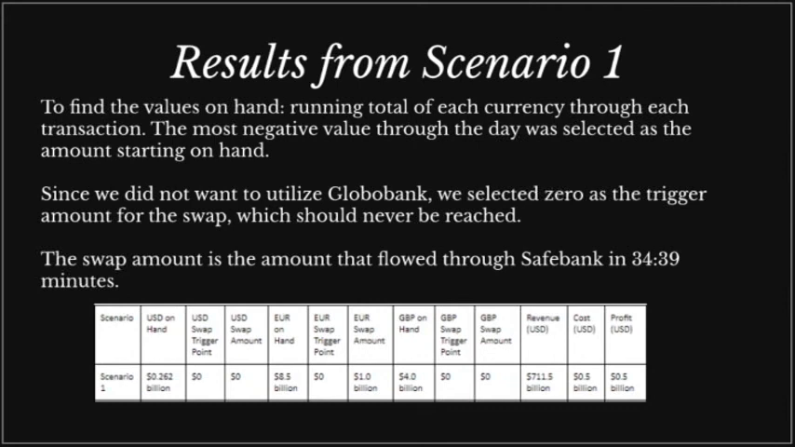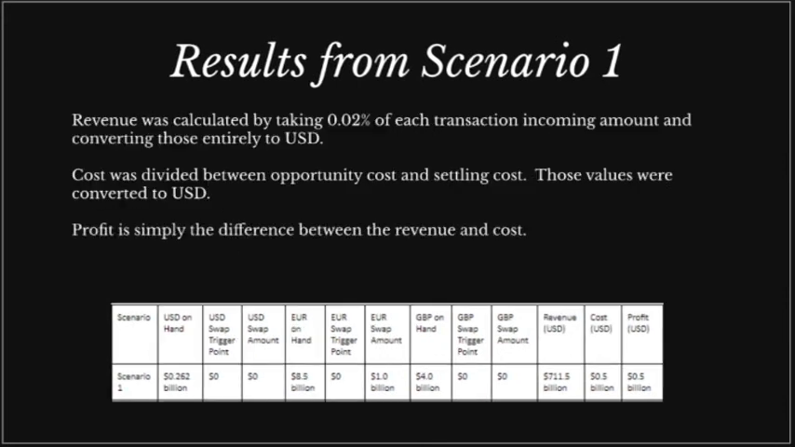To find the values on hand, the running total of each currency through each transaction was recorded. The most negative value through the day was selected as the amount starting on hand. Since we did not want to utilize GlobalBank, we selected 0 as the trigger amount for the swap, which should never be reached in theory. The swap amount is the amount that flowed through SafeBank in 34 minutes and 39 seconds.